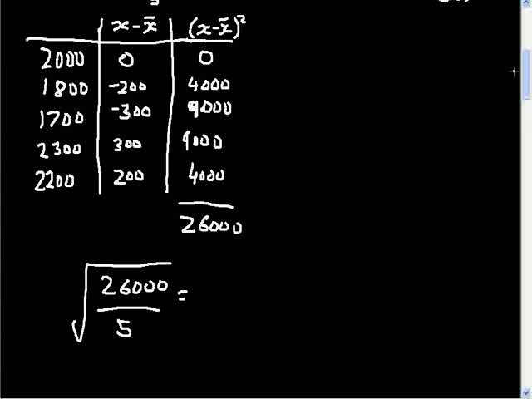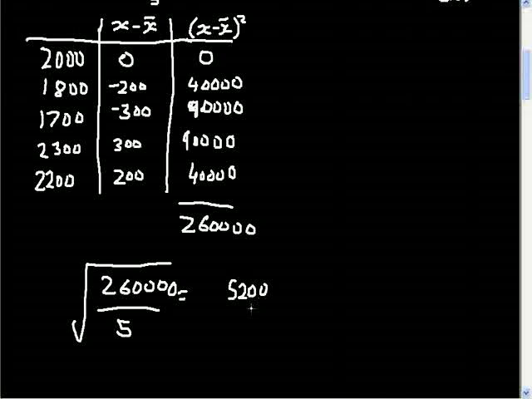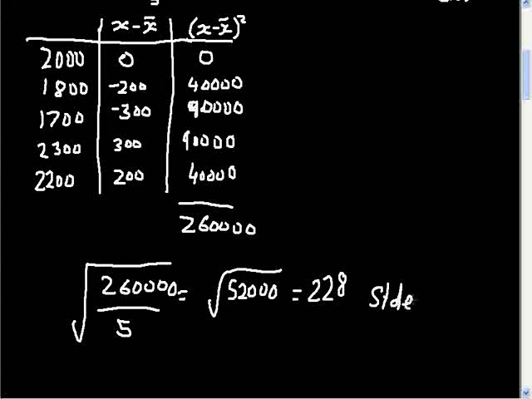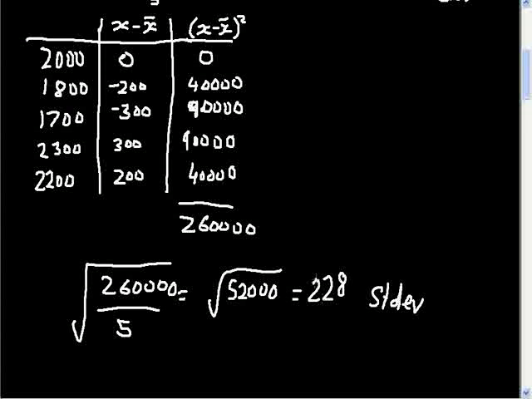I beg your pardon, I made a small error here. When I squared minus 200, it should have been 40,000. When I squared minus 300, it should have been 90,000. So an extra 0 there, and an extra 0 here. So I divide all of this by 5, and that result, which is 52,000, I get the square root of. I get 228 as my standard deviation, which is awfully close to 200. So that's my precise value for my standard deviation.